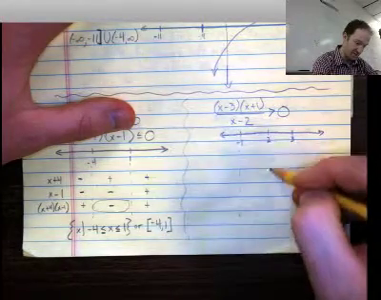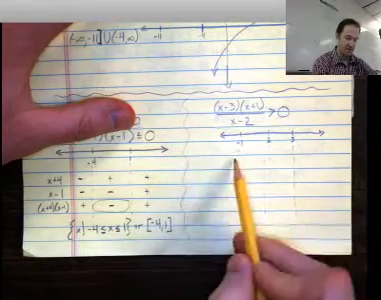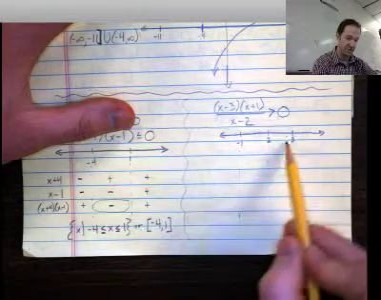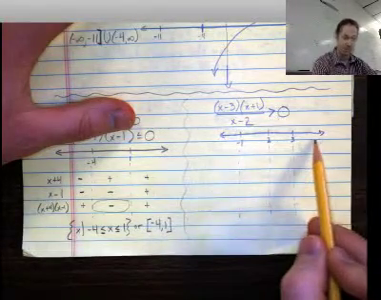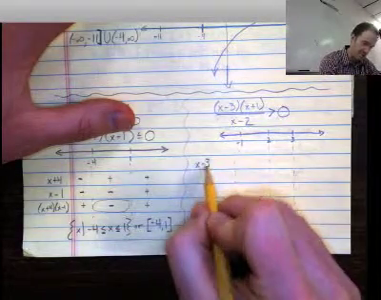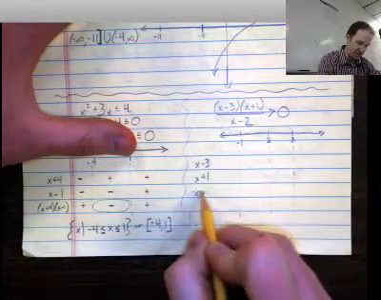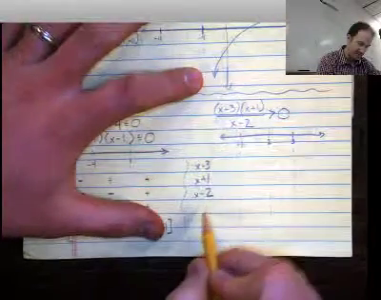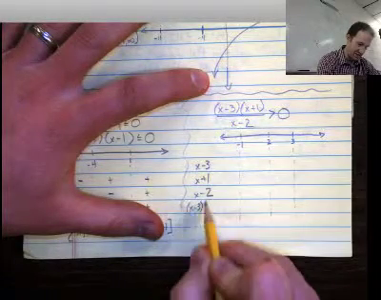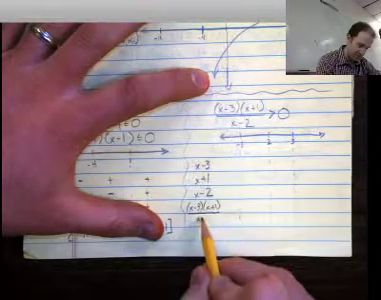Now what that means is we've got 4 different regions to check. To the left of -1, between -1 and 2, between 2 and 3, and to the right of 3. So it takes a little time, but we'll get there. X minus 3, x plus 1, x minus 2, and then at the end, we want to do x minus 3 times x plus 1 over x minus 2.